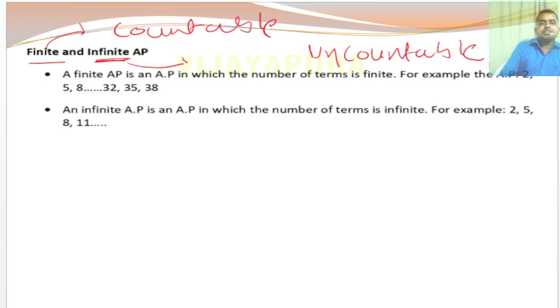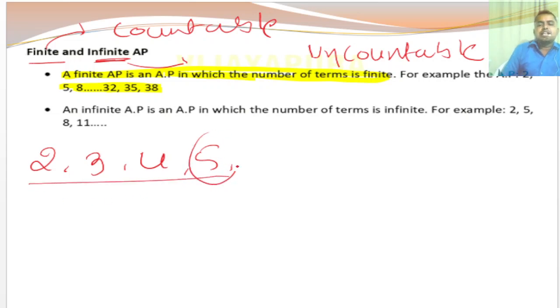So let us try to understand what is finite. A finite AP is an AP in which the number of terms is finite. For example, take the AP 2, 3, 4, 5. It is an AP. It contains 4 terms. Here the last term is there. If an AP contains the last term, that AP is called a finite AP.